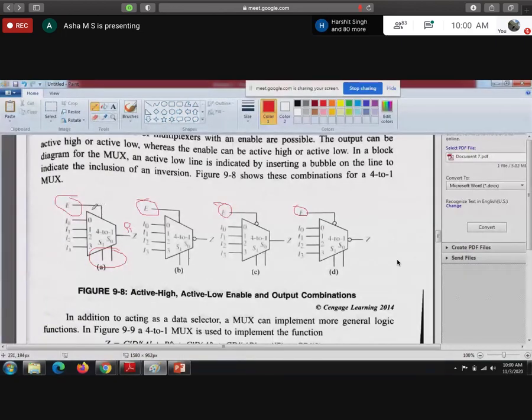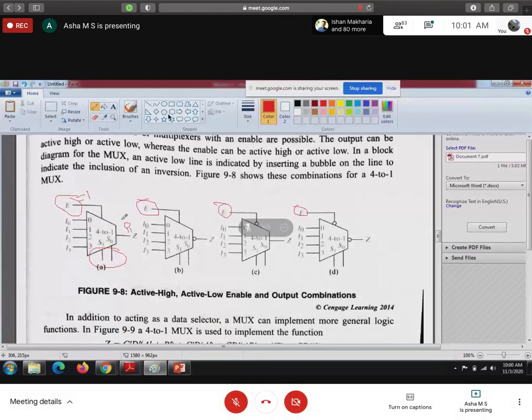So okay, whenever ABC is selected, it will be act. When e equal to 1, it will act as normal multiplexer.